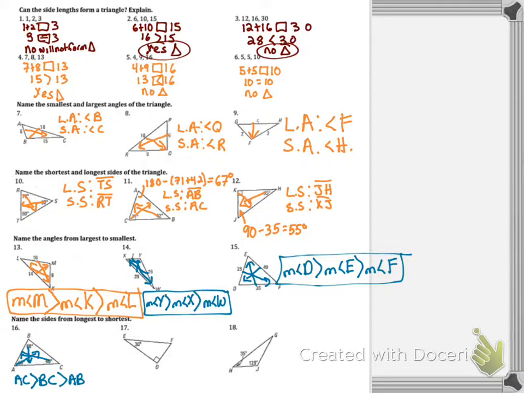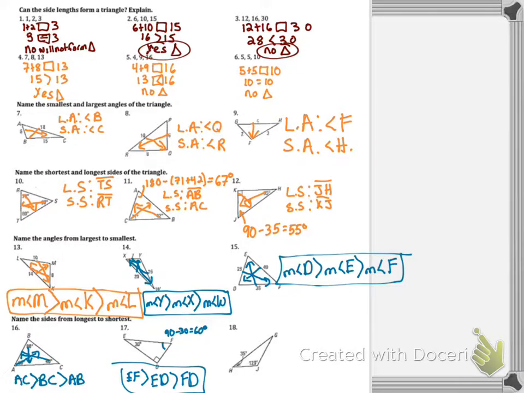Over here, I'm going to solve for this angle, but we know that this is a 90-degree angle, so the other two have to be complementary, so it's going to be 90 minus 30, which will give me 60 degrees. And we see that my biggest side is going to be EF. So the distance of EF is greater than the distance of ED, which is greater than the distance of FD.